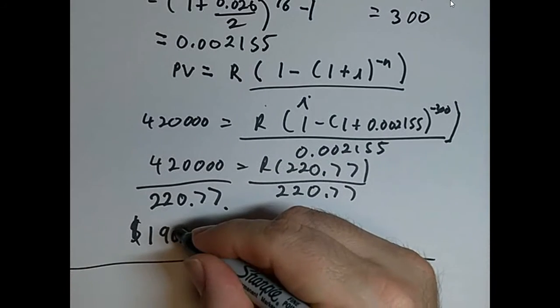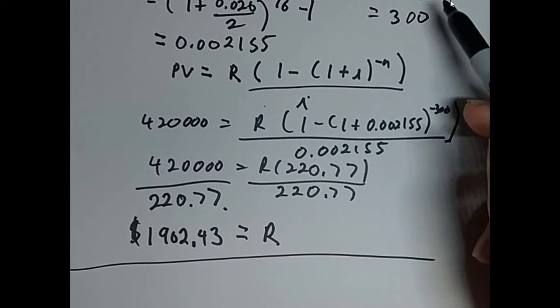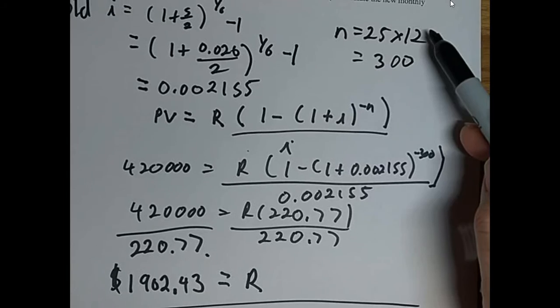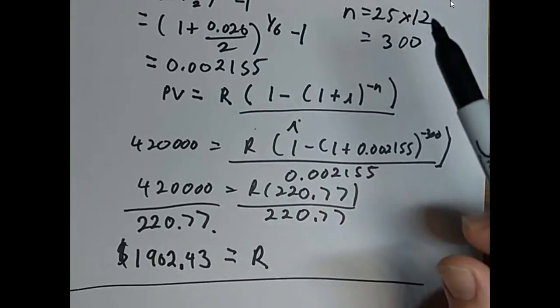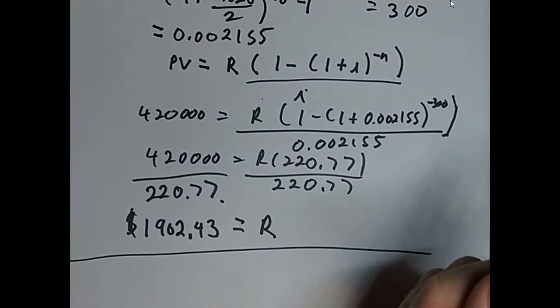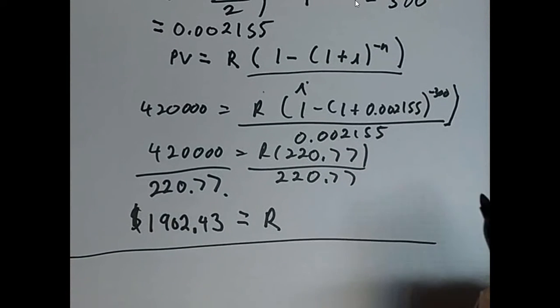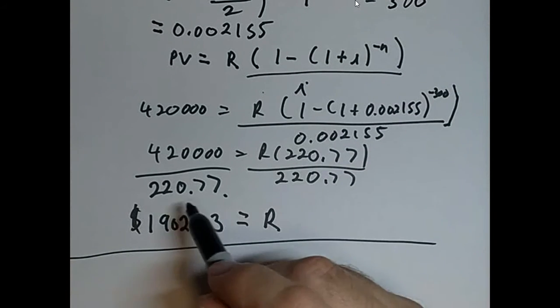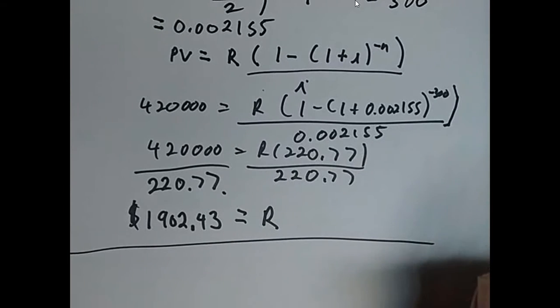Okay, that's our old payment here, 1902.43. N was 300. That's all old, and I. Now we're going to go with the new. But before we do that, the next thing we're going to do is find what's the value after 5 years.